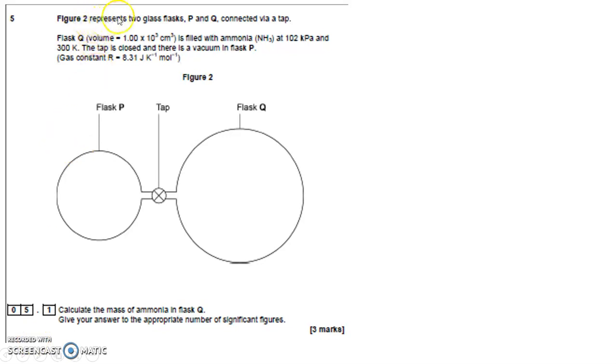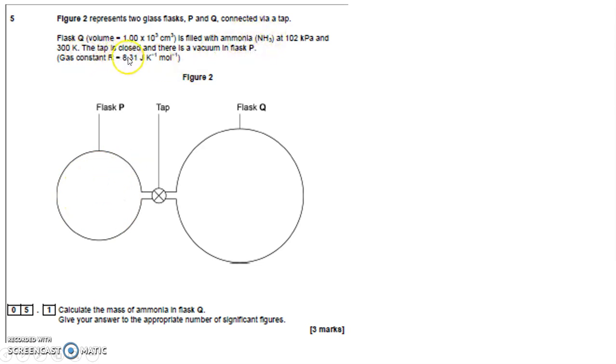Question 5. Figure 2 represents two glass flasks, P and Q. P looks a bit smaller than Q, connected via a tap. Flask Q, volume 1 times 10 to the power of 3 centimetre cubed, is filled with ammonia, NH3, at 102 kilopascals and 300 degrees Kelvin. The tap is closed and there's a vacuum, which means there's nothing in flask P.